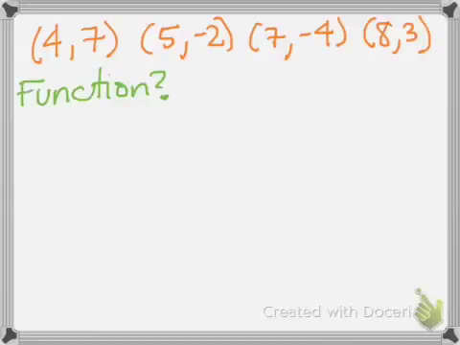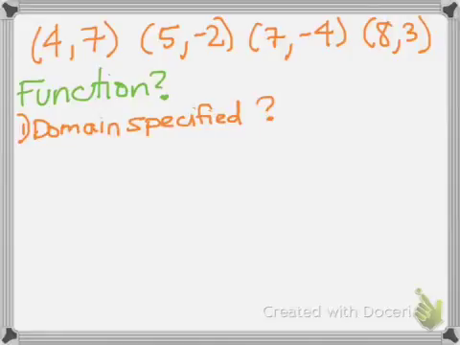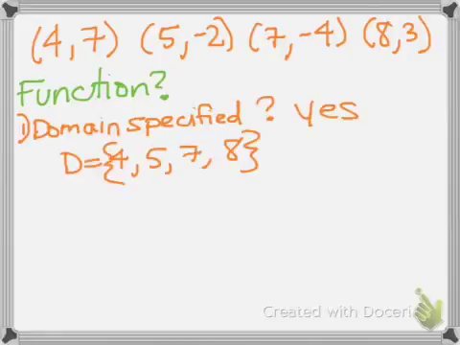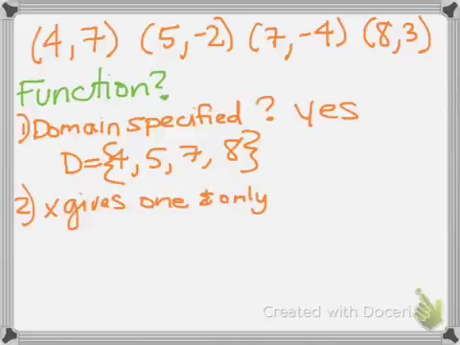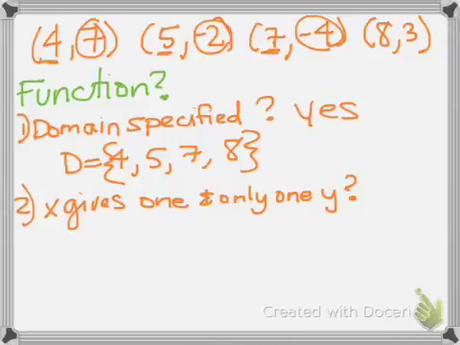So, looking at this set of ordered pairs, is this a function? Is there a domain? Is it specified? And we can see yes, there is a domain specified. All of our inputs are 4, 5, 7, and 8. That's our input. Secondly, does x give one and only one y? So if I plug 4 in, do I get only one answer? If I plug 5 in, do I get only one answer? And so on. And in this case, yes, there are no repeats.